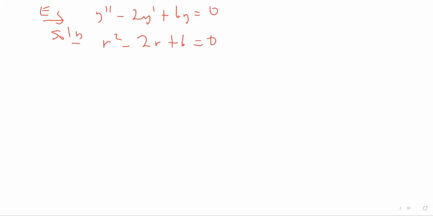Maybe we take an example. Say y double prime minus 2y prime plus 6y is equal to 0. Find a real general solution. If you have this, you can write the characteristic equation r squared minus 2r plus 6 is equal to 0. If you solve that, r is equal to 1 plus or minus i square root of 5. That means r1 is 1 plus i square root of 5, and r2 is 1 minus i square root of 5.